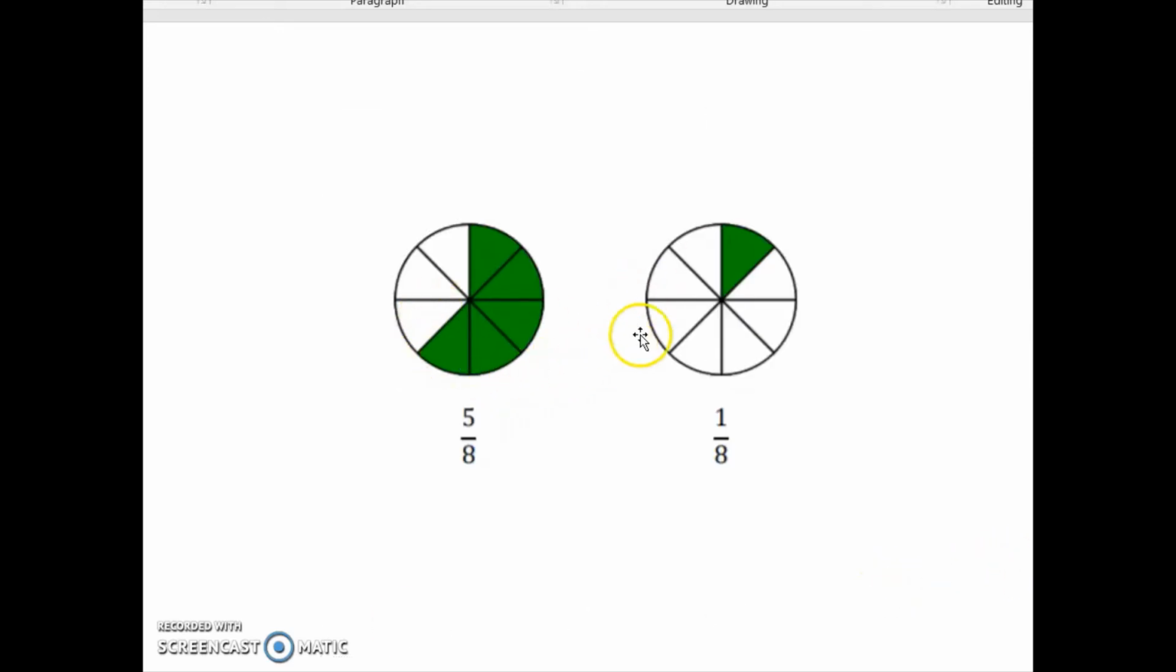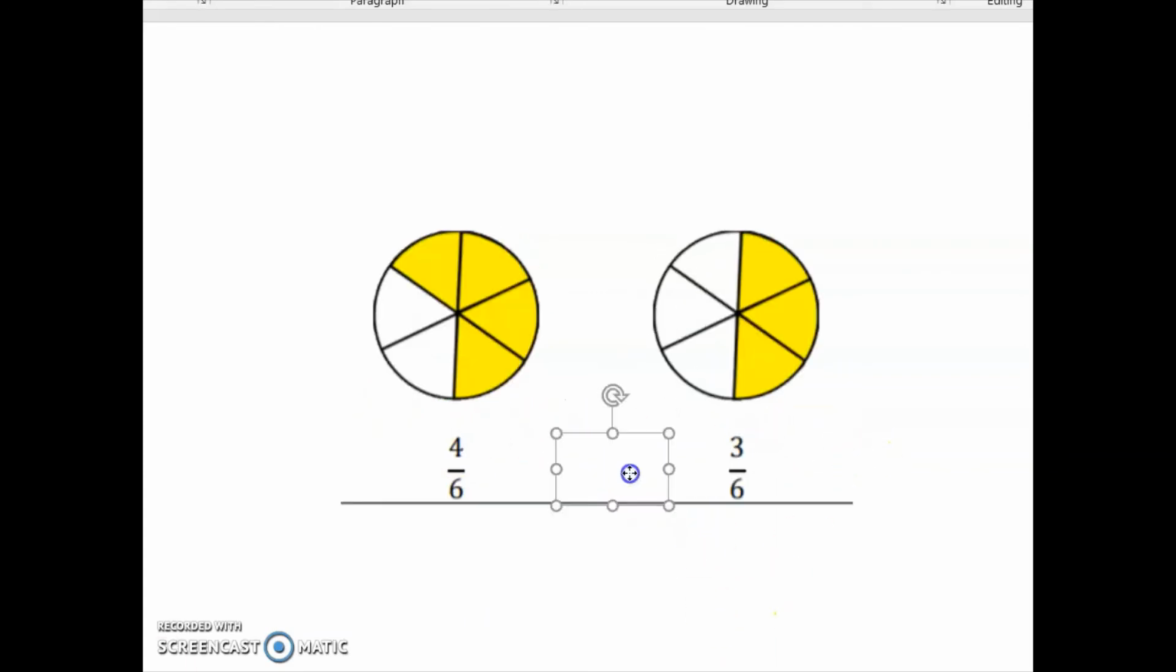Okay, now we're going to switch to ones that have the same denominator. We've got 5 pieces out of 8 and 1 piece out of 8. Which one is bigger? You guys did okay on that. The 5 is bigger. If they have the same denominator, you're just looking at the numerator, the top. 5 is bigger than 1. Same here. 4 out of 6 and 3 out of 6. 4 is greater than 3.